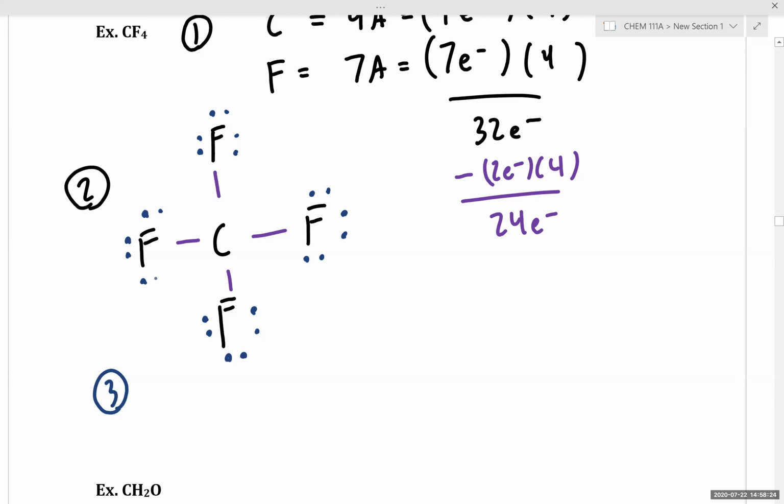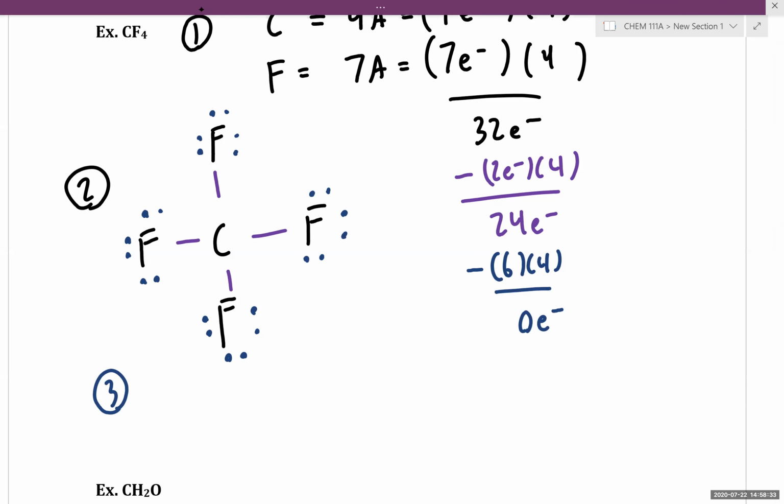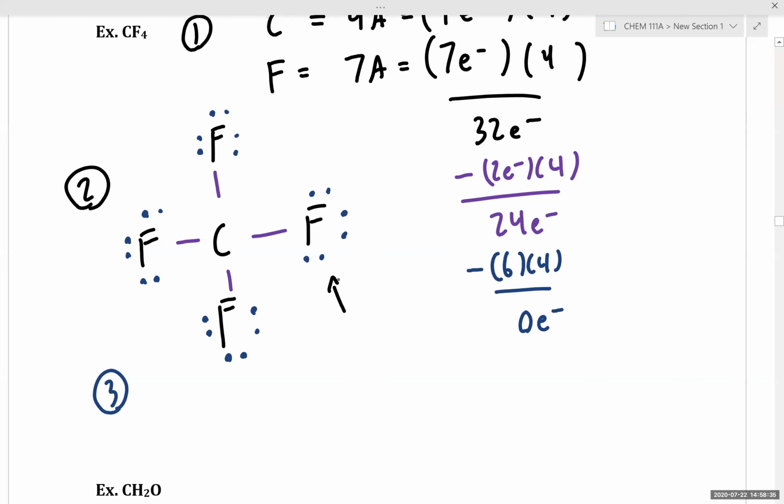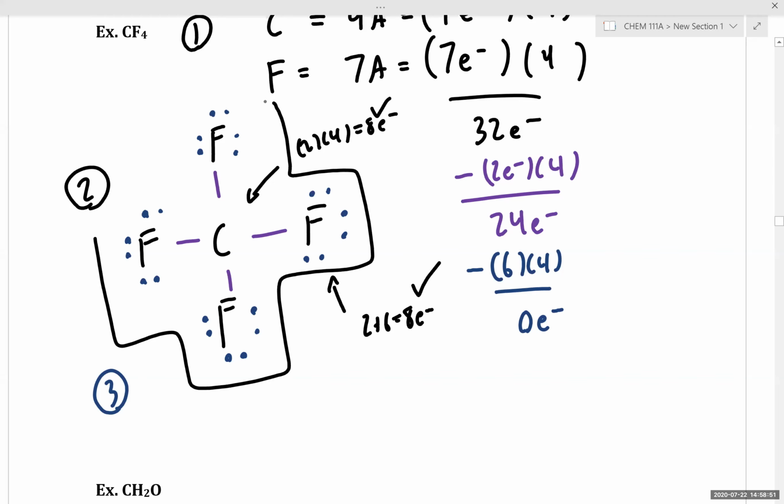So now each fluorine has a complete octet. 6 times 4 gives us 24. We have 0 electrons remaining. Just as a check, each fluorine has 2 plus 6 or 8 electrons to its name. Carbon has 2 times 4 or 8 electrons to its name. The octet rule is satisfied, and we have our final structure for carbon tetrafluoride.